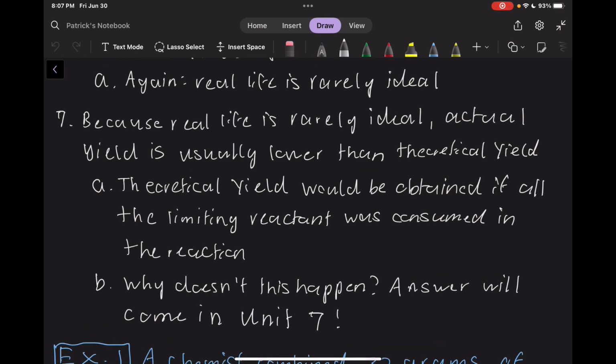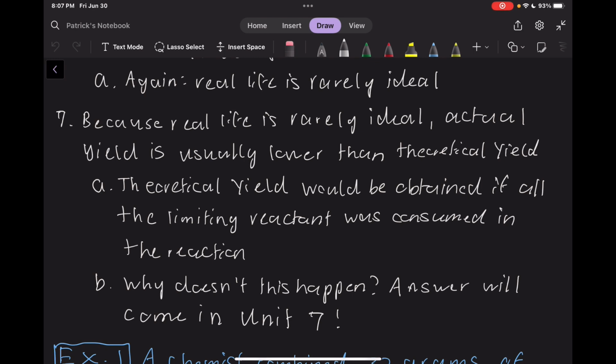Because of this, the actual yield is usually lower than the theoretical yield. It can hypothetically be very close, but the actual yield will never be greater than the theoretical yield. It wouldn't make much sense if it were possible to make more product than the ideal amount of product. Actual is always lower than the theoretical. The theoretical yield amount would be obtained if the limiting reactant was completely consumed in the reaction.